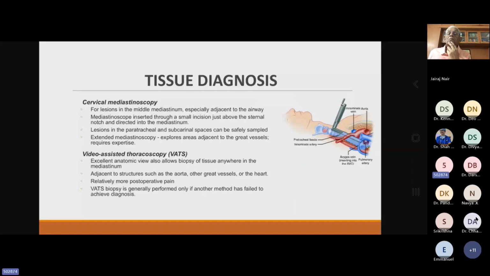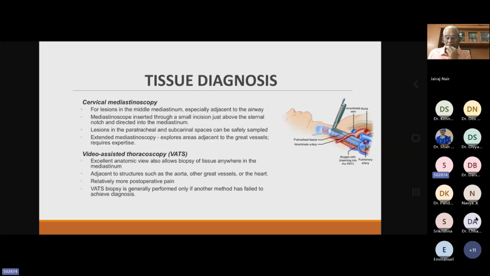Cervical mediastinoscopy. For lesions in the middle mediastinum, especially adjacent to the airway, the mediastinoscope is inserted through a small incision just above the sternal notch and directed towards the mediastinum. Lesions in the paratracheal and subcarinal spaces can safely be sampled. An extended mediastinoscopy explores areas which are adjacent to the great vessels, but requires expertise.